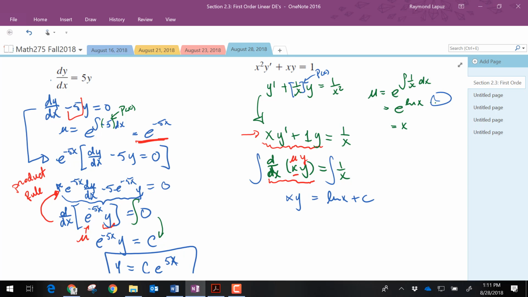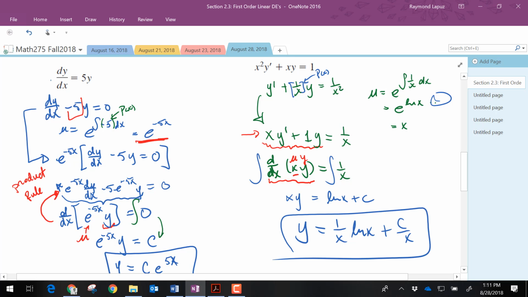If it was a constant multiplied by another constant, then it's just another c. But x is not a constant, so you have to leave it as x. So in this case, our final answer should be 1 over x ln x plus c over x, or you can write ln x plus c, the whole thing divided by x, or whatever you want to call it. But this is your final answer.